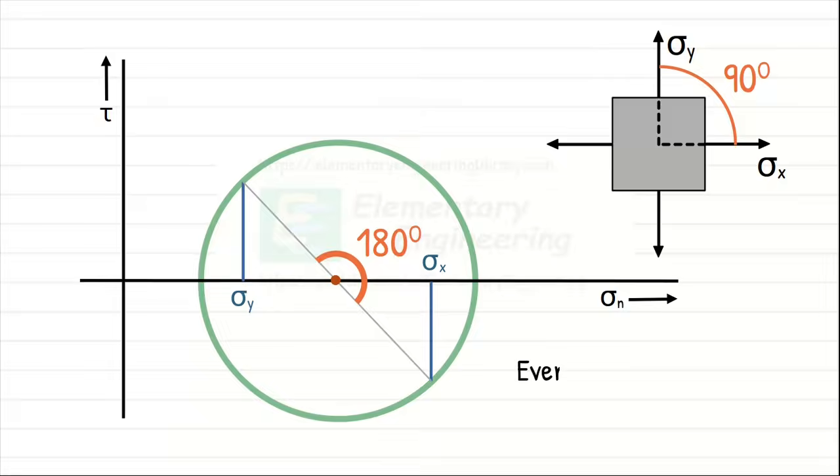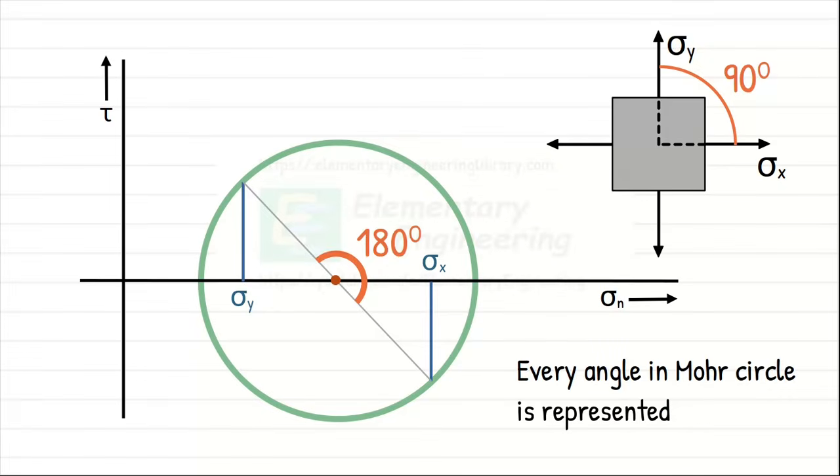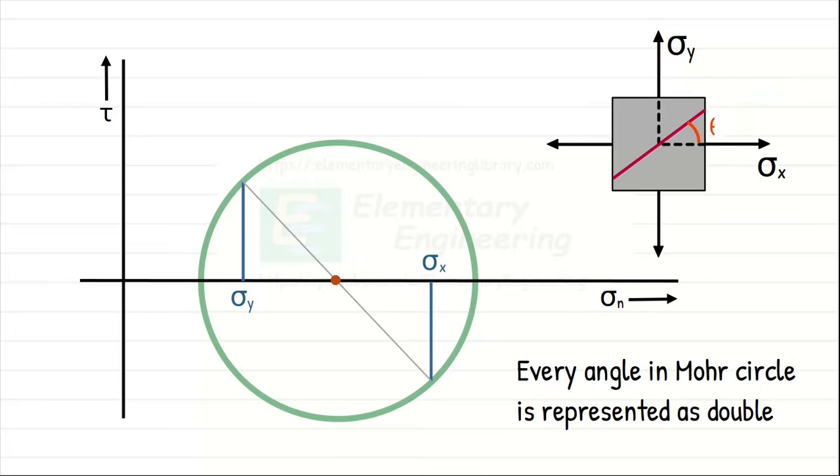And this is how every angle in the Mohr circle is represented. It's always double. Any plane in the material that is at an angle theta from the reference plane will be represented on the Mohr circle at a point that forms an angle of 2 theta from the center.